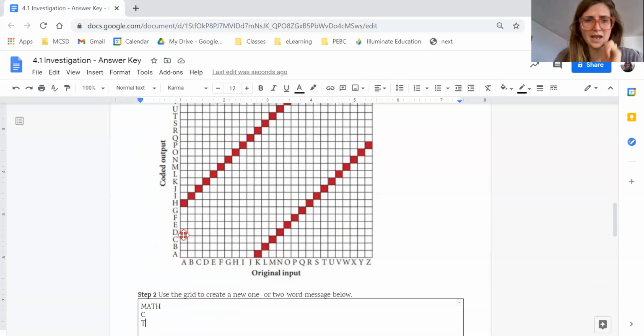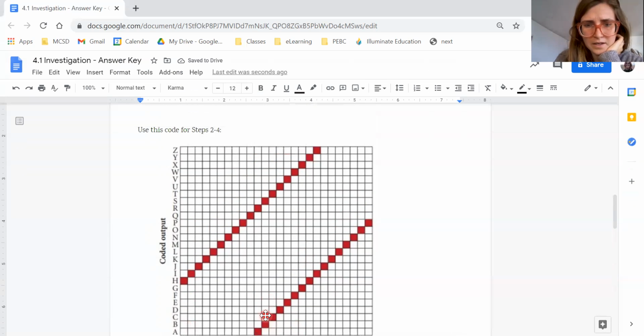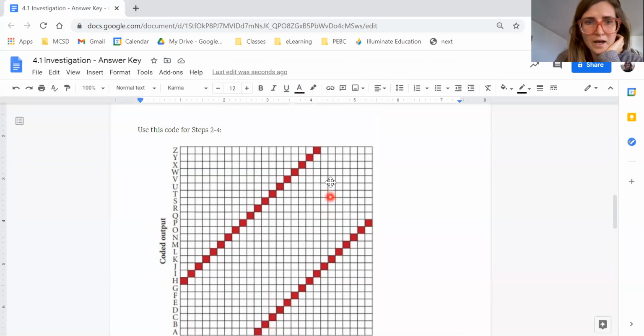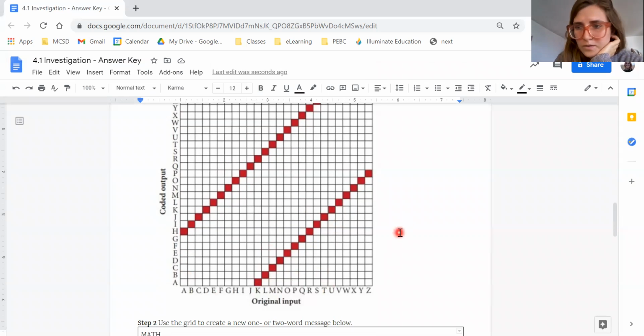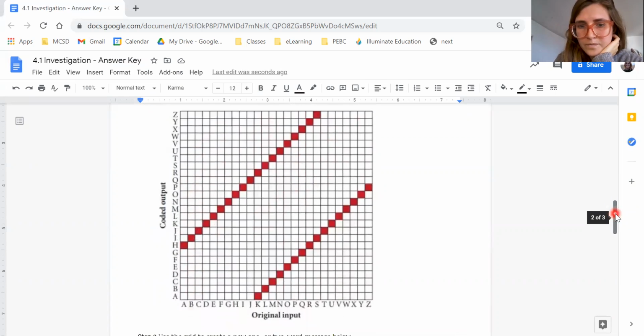So A is coded to H. And then T looks like it has 2 outputs. I have this one here, which is J. Well, I need to scroll down a little differently. So T, again, can be coded to J and only J. Sometimes it helps. You could use like a ruler or a piece of paper to kind of follow along here. It can get a little confusing.